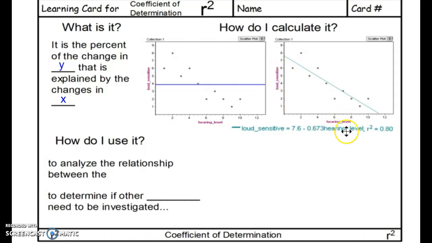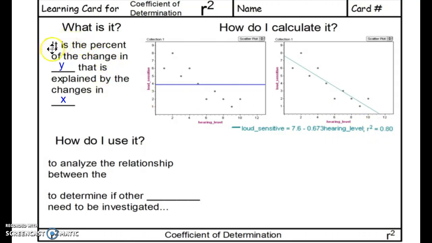Is hearing level the only variable that has an effect? No. But based on this scatter plot and based on R, the coefficient of determination, how much of the variation in loudness sensitivity is affected or is explained by the hearing level? Well, that's where R squared comes in.